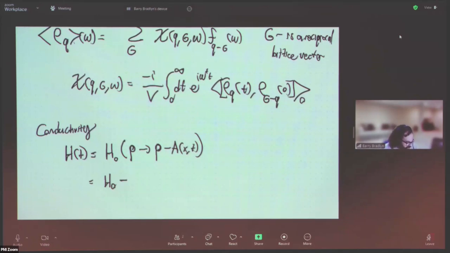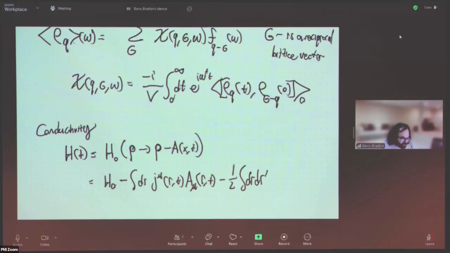The linear term is the current, but then there's, in general, higher order terms because there can be a quadratic term in the vector potential known as the diamagnetic current, and so on and so forth.